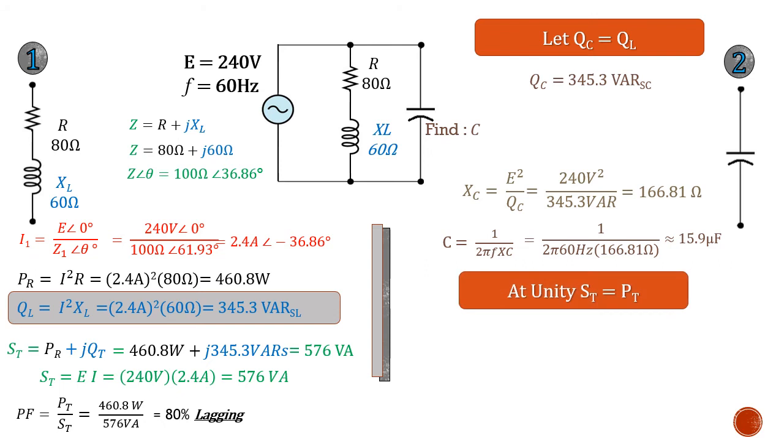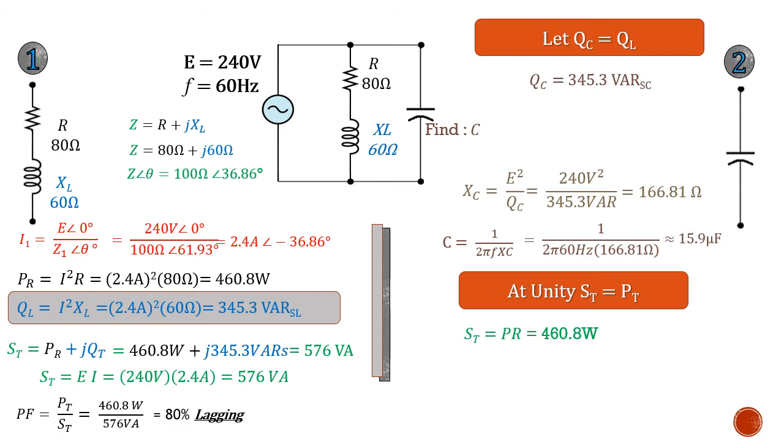Again, unity is where our total apparent power equals our true power, which in this case is 460 watts, which we calculated earlier. So our power supply, E, at 240 volts, only has to supply 460.8 watts worth of energy.